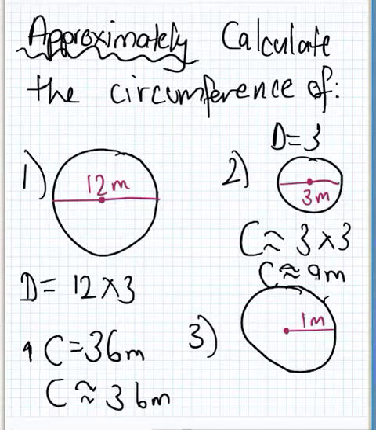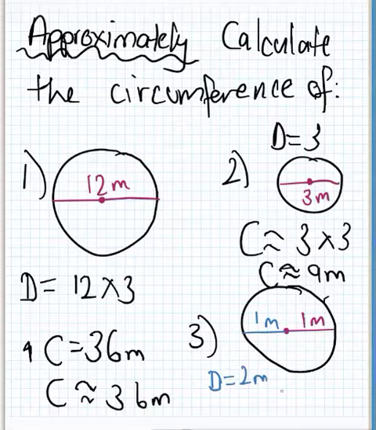And we're done. Now the last one, they're trying to trick you, and that is what's given to you, the diameter or the radius. Well, you can see that we don't have the diameter, we have the radius. So if I wanted to draw my radius, I'd have another 1 meter here, and 1 plus 1 is 2. So diameter in this one is going to be 2 meters. And once again, I do the same thing. Circumference will be approximately equal to 2 times 3, which is 6 meters. So that's how easy it is to calculate the circumference of a circle, and we're not far off.